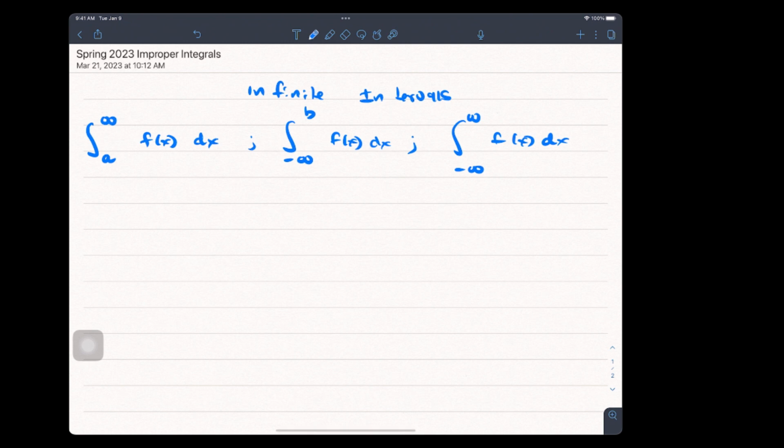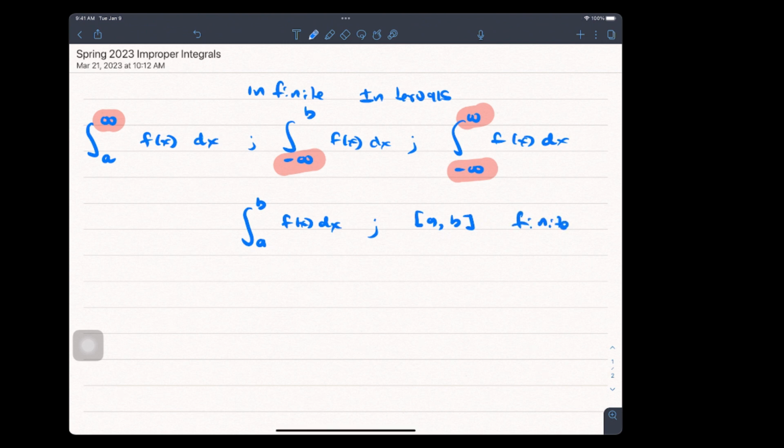So why do you think they call it infinite intervals? What is this? Infinity, is that true? And also, what is this? Negative infinity. What else do you have? Negative infinity to infinity. Note, in the past, you just had what's called a finite interval, meaning your function was over this closed bounded interval. This is called a finite interval, meaning numbers. Infinite is what we're looking at now.